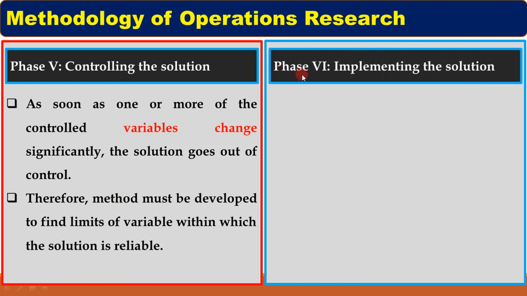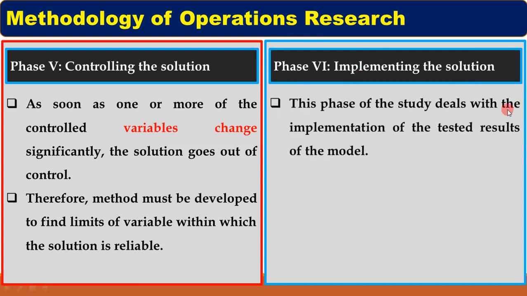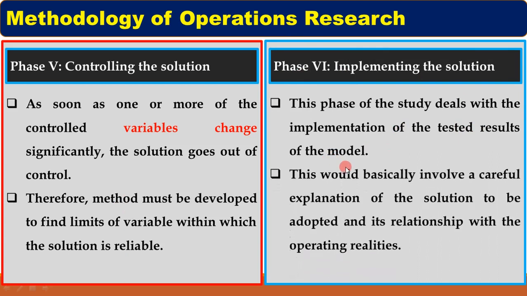Now the next phase is implementing the solution. This phase of the method deals with the implementation of the tested results of the model. This means the careful explanation of the solution to be adopted and its relationship with the operating realities. So basically in this step, the solution obtained in the previous phases is explained for the current problem, and we should have a good relationship with the operating realities or operating system.